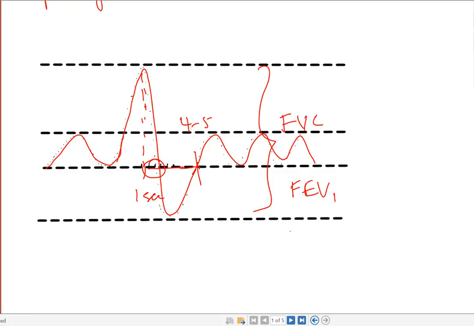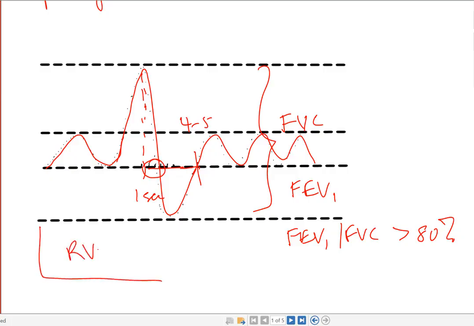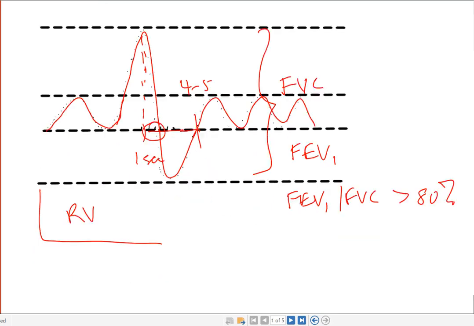And that's often compared, just to adjust for body size and other parameters, we often compare that to the forced vital capacity, and normally that should be greater than 80%. So those are the guts of what we're going to get out of our spirogram, and note what we're missing. What we're missing here is we don't have any residual volume. So that's a major limitation of the test. So how are we going to use it?